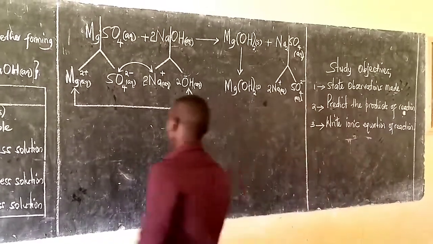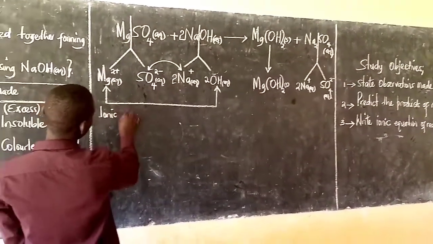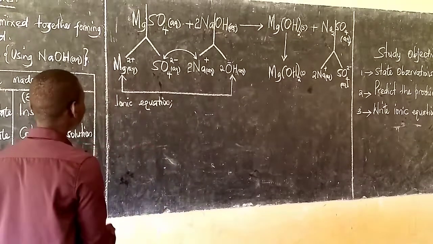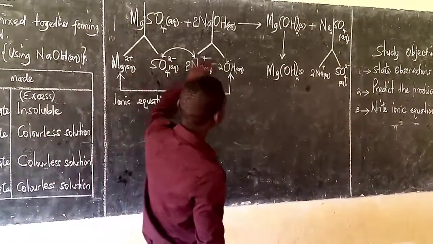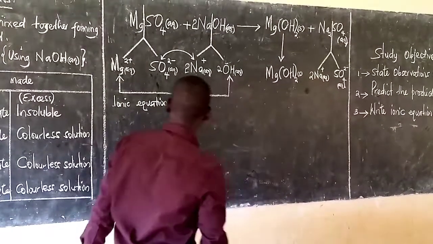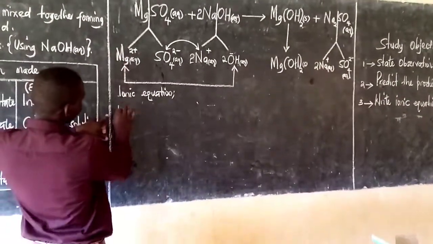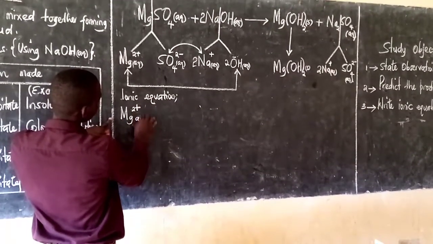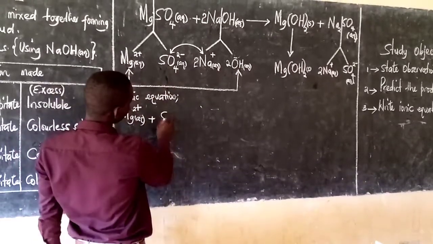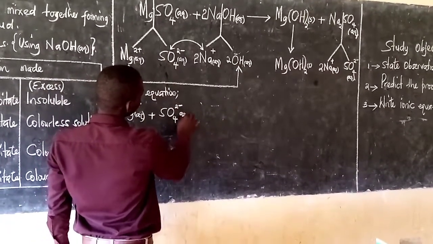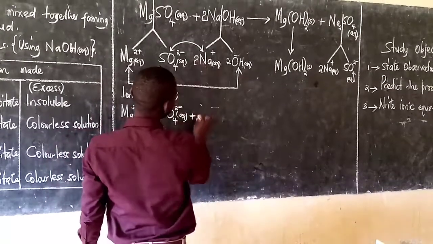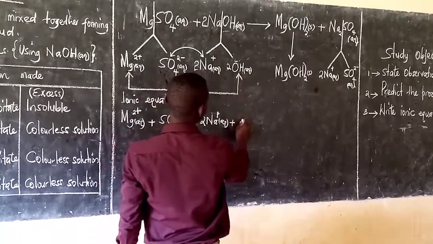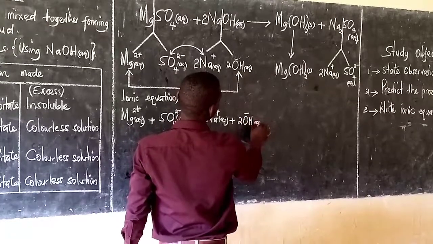Next step, as we generate our ionic equations, we have to outline everything. We add up this and go to the other side of the products. So we shall have in our ionic equation, we bring magnesium 2 plus aqueous plus we have the sulfate ions, which is also in solution. We have 2 sodium ions, plus we have the 2 hydroxide ions, which is that.